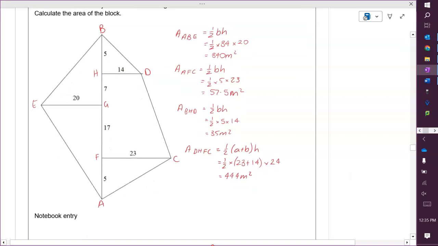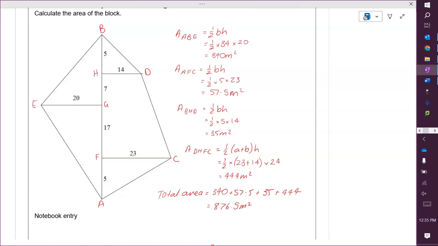The last thing I need to do then is add all of our areas together to find the total area. So if we add them all together, we end up with 876.5 metres squared. And that's what surveyors will do if it's not a regular, triangular, rectangular, square block.